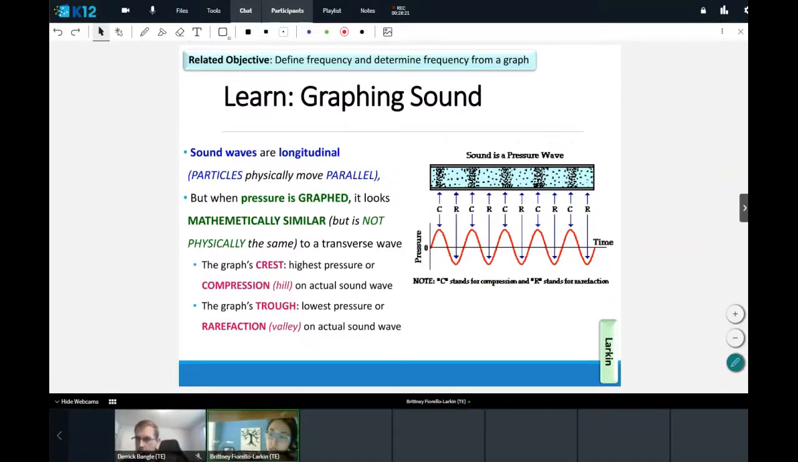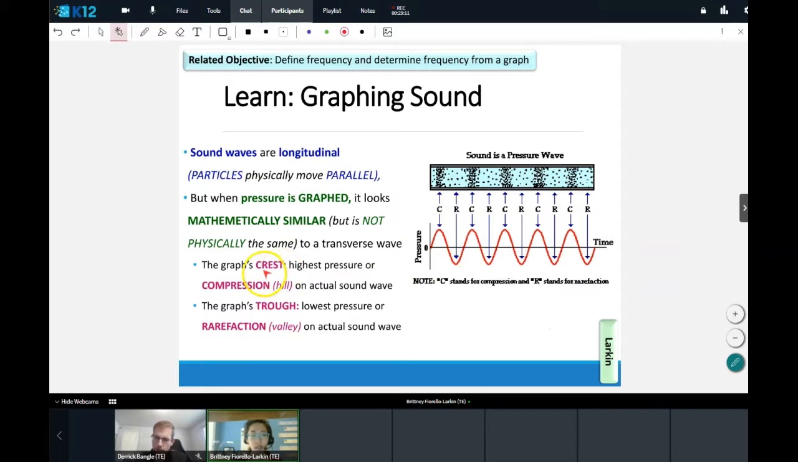Okay, so let's go ahead and talk about how we can actually graph sound. So sound waves, we said, are longitudinal, right? That means their particles are moving back and forth along with the energy. So this is a lot of what sound looks like, a bunch of particles being squished together, passing along the message of your sound wave. So those particles move parallel to the energy. However, when you actually graph the pressure that's occurring in a sound wave, it does end up looking very similar to a transverse wave. So mathematically, it looks a lot like a transverse wave that goes up and down. However, it's not physically a transverse wave. Smiley faces, emojis in the chat if that makes sense. All right, so mathematically, when you graph it, it looks like a transverse wave, but physically, it's actually longitudinal.